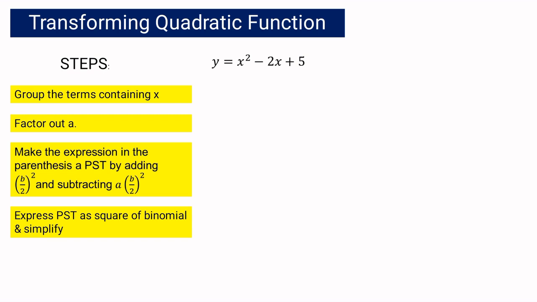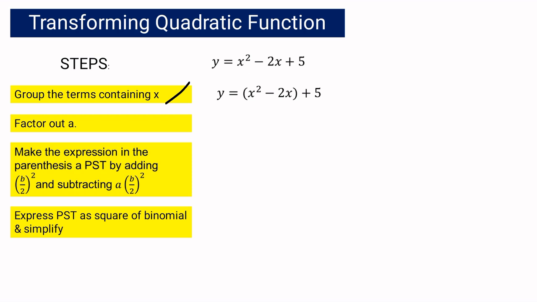For step number 1, you are going to group the terms containing x. These are the terms with x, so you are going to group that expression. That's why we will be having y equals the quantity x squared minus 2x plus 5. We just group the terms that contain the variable x. That is step number 1.